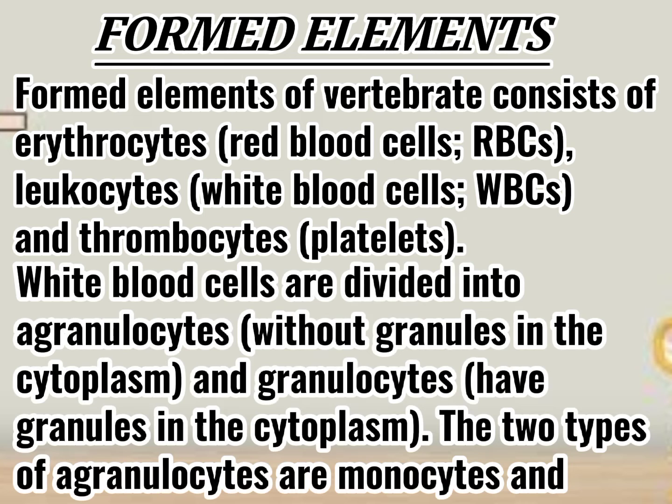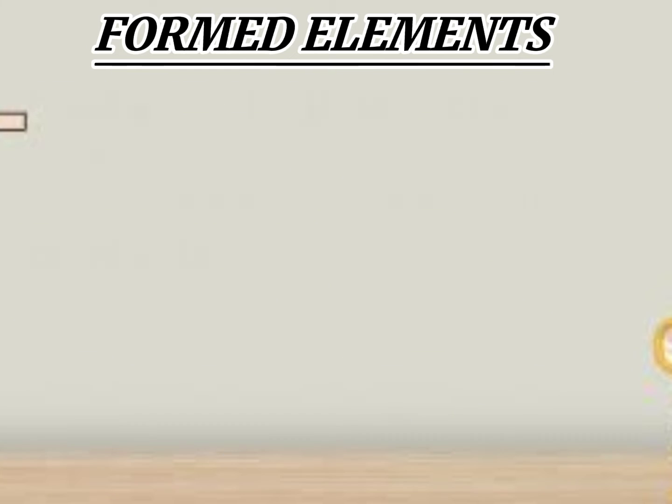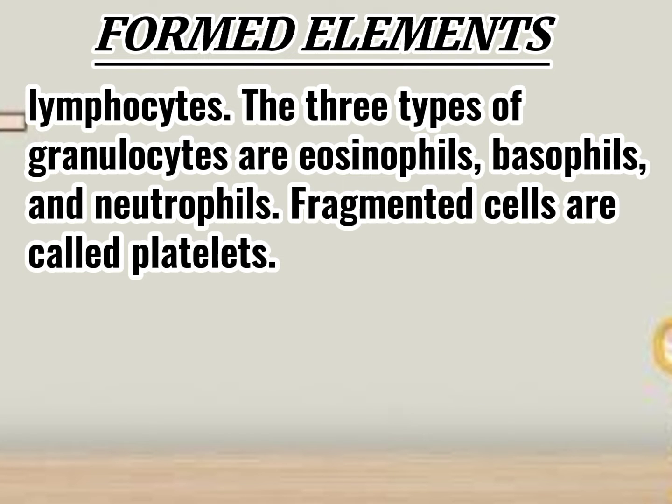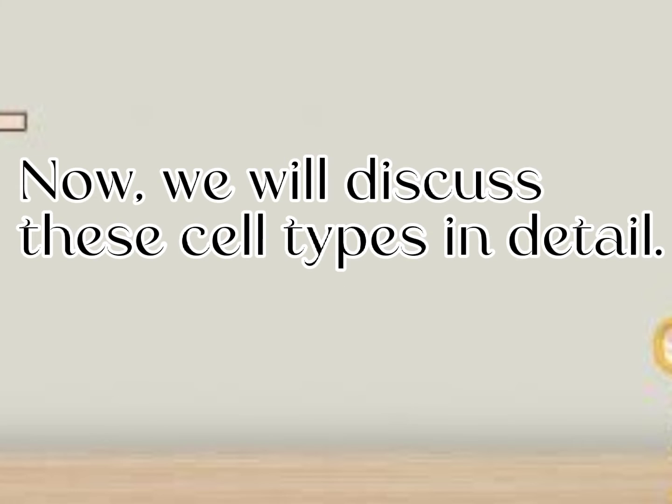White blood cells are divided into agranulocytes, without granules in the cytoplasm, and granulocytes, which have granules in the cytoplasm. The two types of agranulocytes are monocytes and lymphocytes. The three types of granulocytes are eosinophils, basophils, and neutrophils. Fragmented cells are called platelets. Now, we will discuss these cell types in detail.